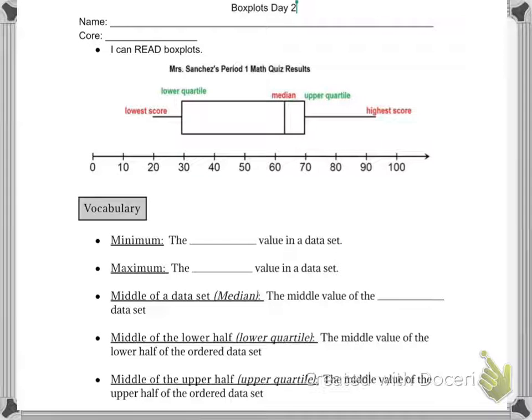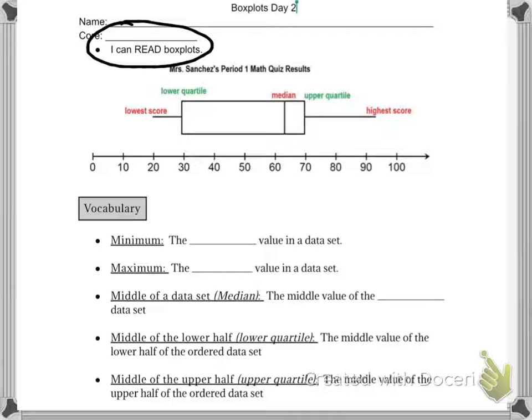Hello friends, remember in our last video, Box Plots Day 1, we talked about how to create a box plot. So Box Plots Day 2 is going to be all about how to read a box plot. So if you've been given a box plot, you need to be able to answer questions or know what it is that you're looking at in the box plot.